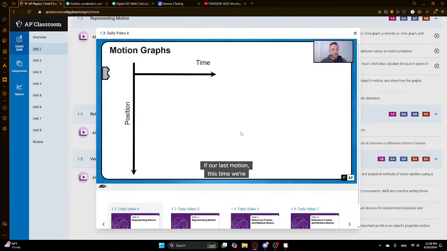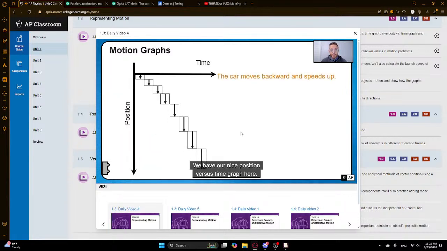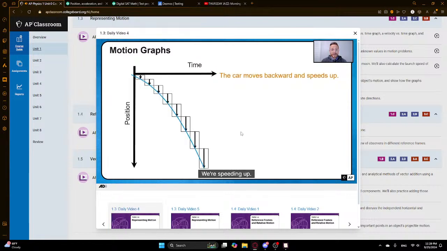We have our last motion. This time we're going to speed up as we move in the backwards direction. There's our dot diagram. We're going to spread that out in time. So we have our nice position versus time graph here. We're moving backwards. We're speeding up. Here's our line. And so the rate of change in position increases as time goes on, right? We're going further and further and further as we go backwards each second.